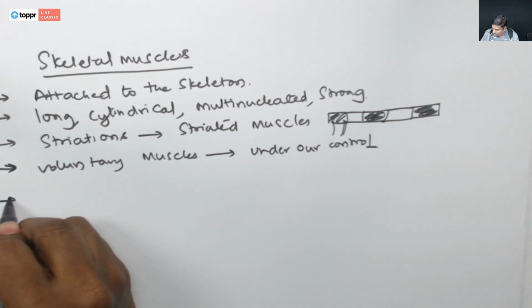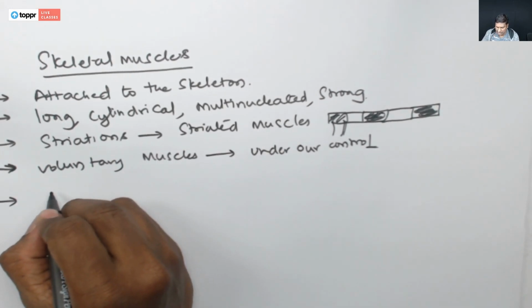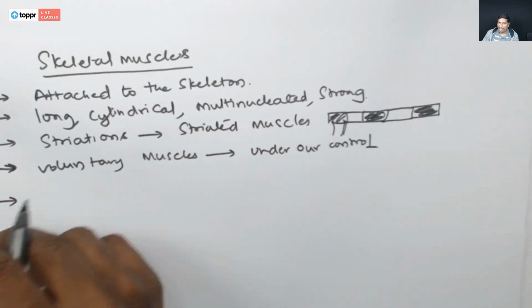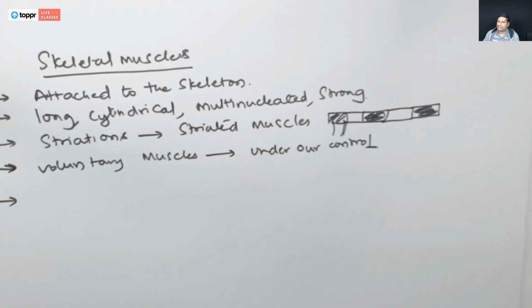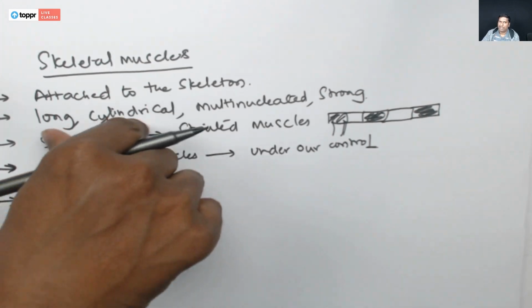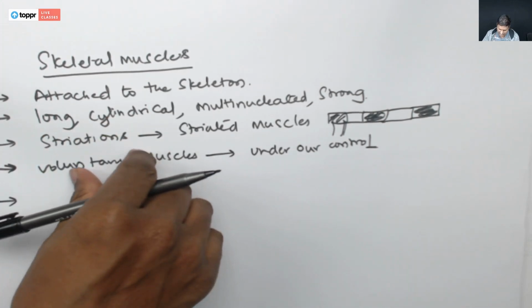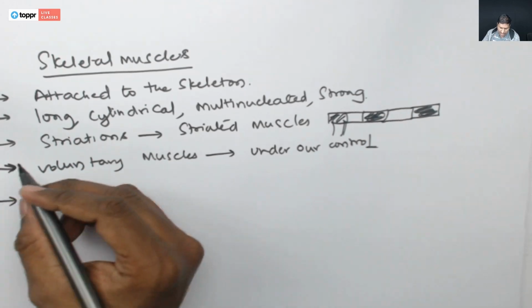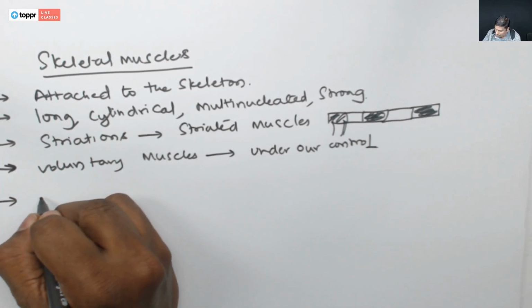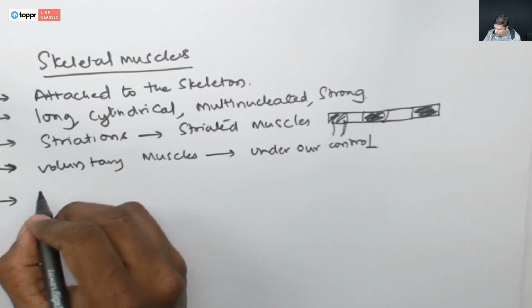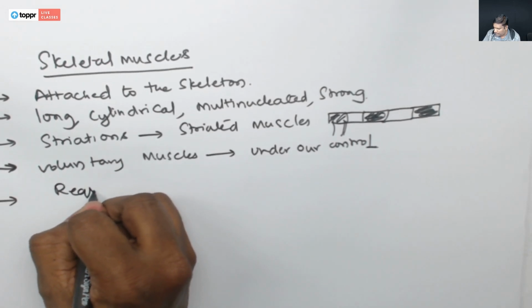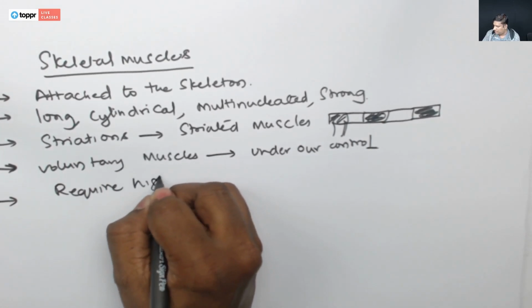Now, the basic unit of a skeletal muscle is called the sarcomere. I'll tell you what a sarcomere is when we are discussing the detailed structure of the skeletal muscles. We'll look at the sarcomere there. Now, the other important aspect of skeletal muscles is they require high energy.